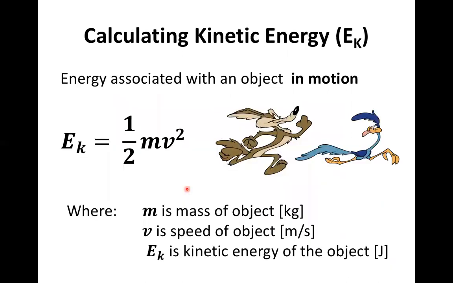So we can calculate the energy associated with the object in motion by doing 1/2 mv squared. M is mass in kilograms, v is speed, not velocity, but speed in meters per second, and we square that value. And then we calculate kinetic energy, or EK, in SI units, joules.